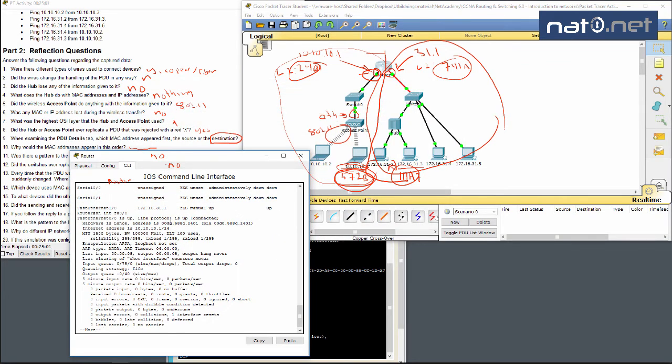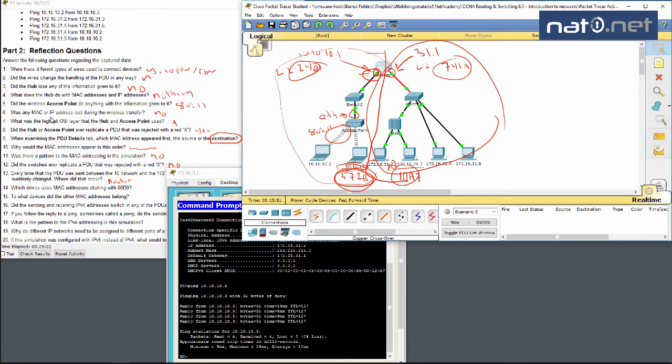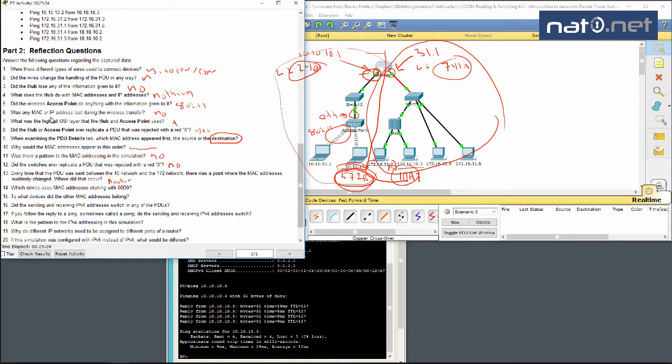00D0. And I guess the point is that 00D058 means it's a Cisco device. So it's the vendor ID of those MAC addresses, 00D0, and maybe even all MAC addresses that begin with 00D0 belong to Cisco. So I guess that was the answer. Which device uses MAC addressing starting with 00D0? Router.